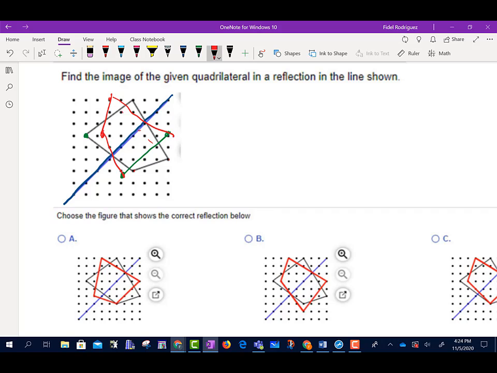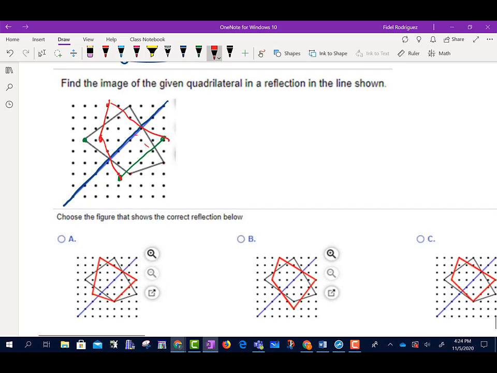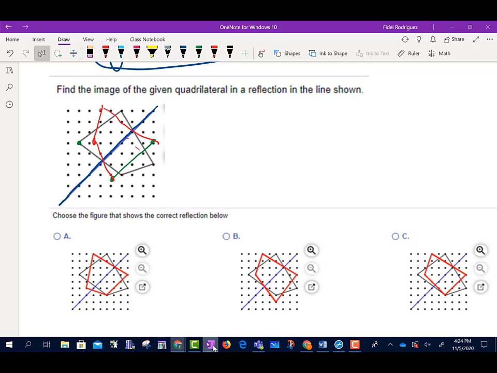And I would have that, and this, and this. And then I would say, okay, out of the pictures that I have, which one, let me do this all in red, which one looks most similar to what I've drawn? And in this case, I would probably choose C. That would be my answer.